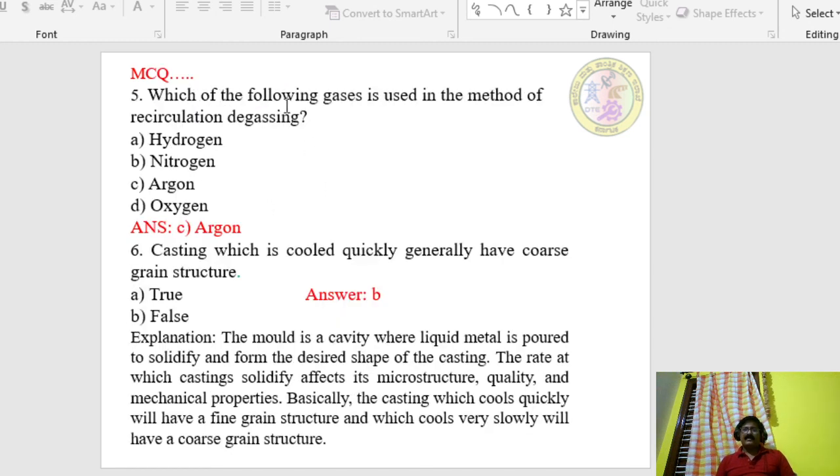Fifth question: which of the following gases is used in the method of recirculation degassing? Hydrogen, nitrogen, argon, and oxygen. Generally they use argon, an inert gas, which is recirculated for degassing to dissolve the gases inside the molten metal. The sixth question: casting which is cooled quickly generally has a coarse grain structure. Whether the statement is true or false, definitely it is false.